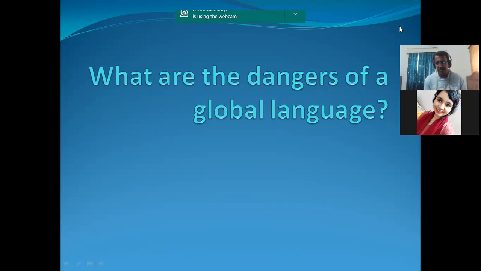So global language has many necessities and benefits and advantages. At the same time, the global language will have some disadvantages. We'll try to focus on the disadvantages of having a global language, and then we'll try to refute the disadvantages, how we can overcome the disadvantages or dangers of global language. Okay, thank you. So if we move on to these slides, we see what the dangers of global language are.